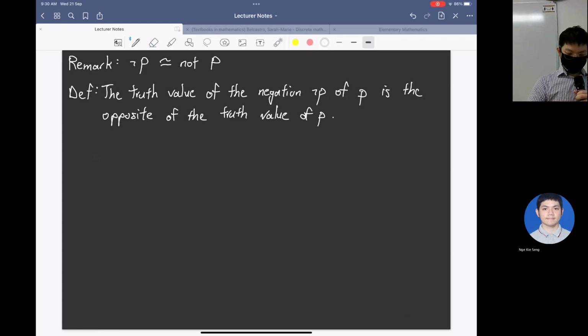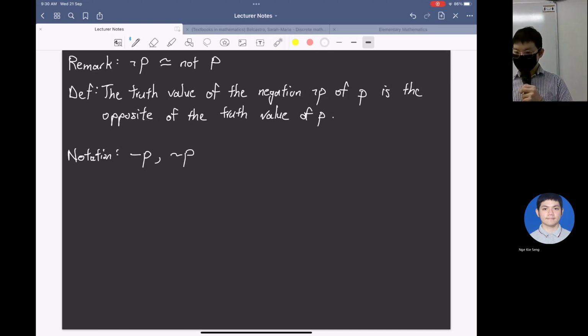Sometimes we will use different notation. Sometimes we'll write minus P or a curly P. If you see both of these in the literature, they all mean not P. Okay, so the next one.